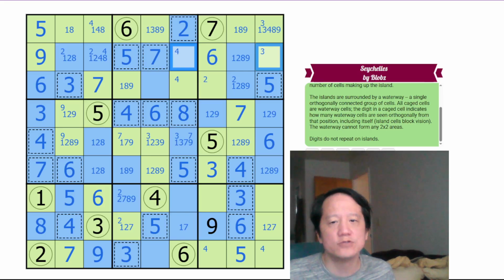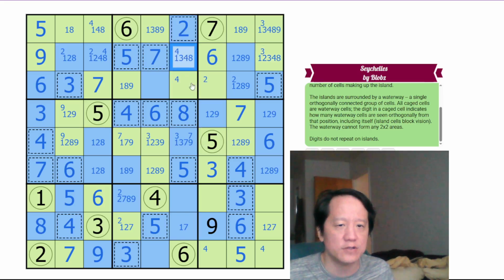Remaining digits of row 2, we have 1, 2, 3, 4, and 8. No 2 here because of 2, no 8 here because of 2 and 8 in the column. This could be either, that's fine.